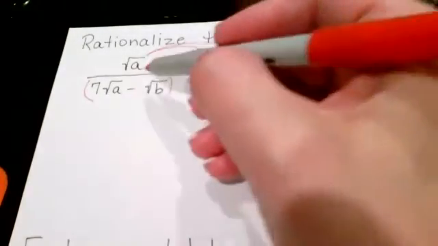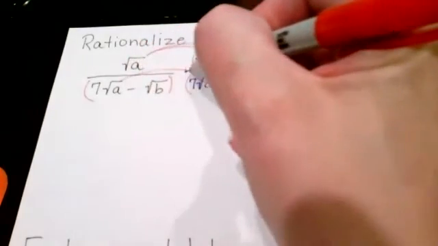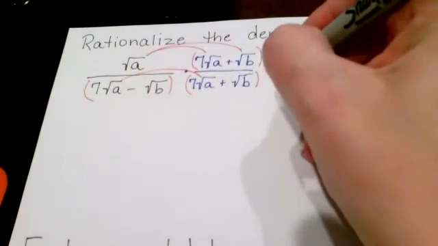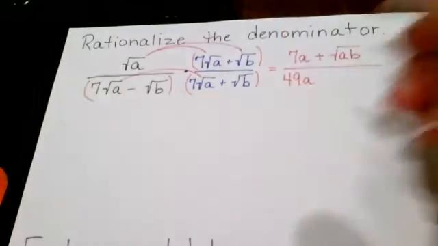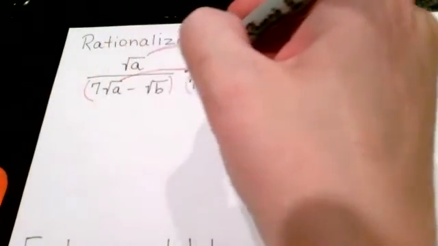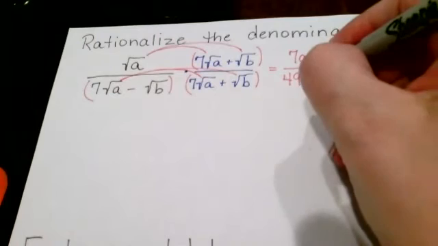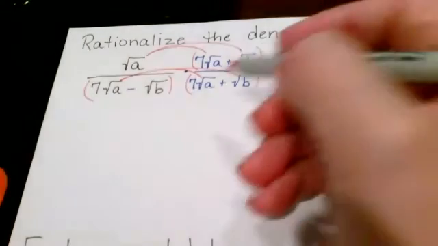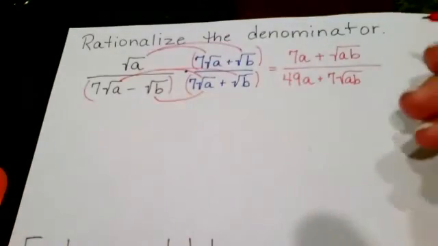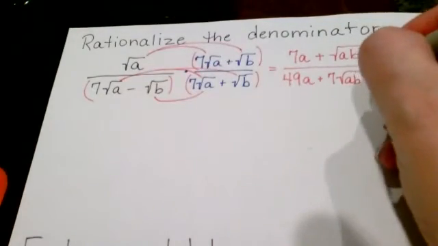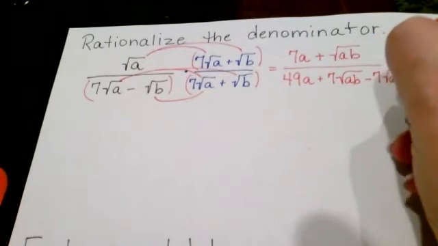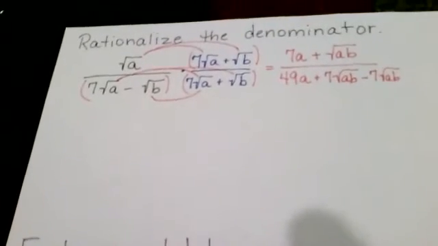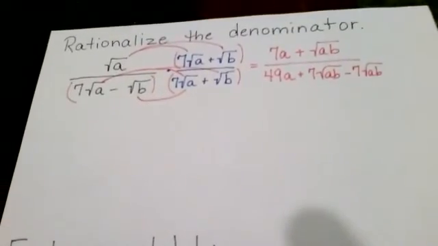Now let's multiply here. 7 square root of a times 7 square root of a, that gives me 49a. 7 square root of a times square root of b gives me 7 square root of ab. Negative square root of b times 7 square root of a gives me minus 7 square root of ab. Watch the sign there. Oops. And then my last one, I'm going to do negative square root of b times square root of b. That's minus b.